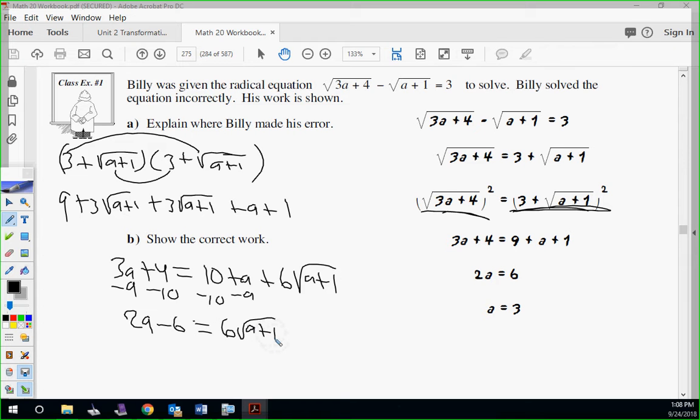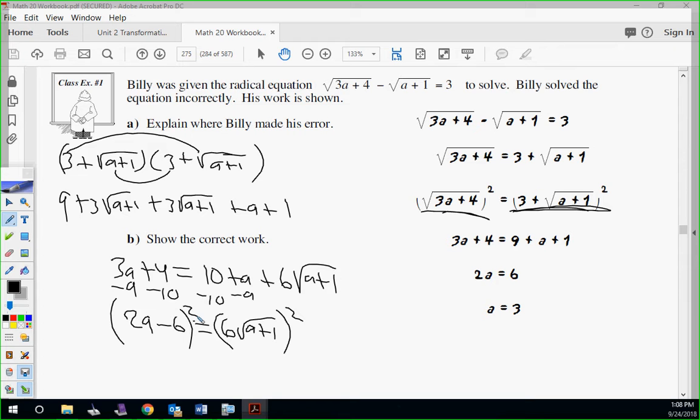I suggest squaring now so you don't go to fraction city. If you divide by the 6, you're going to have 2 over 6, which is 2/3. You can do that if you want, but you can also square this whole thing. Okay, I'll wait a second.